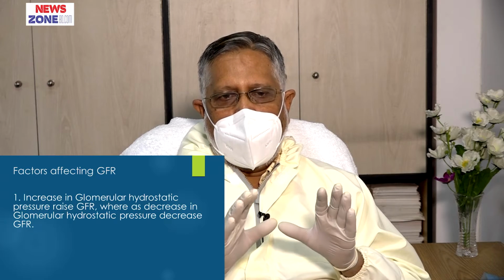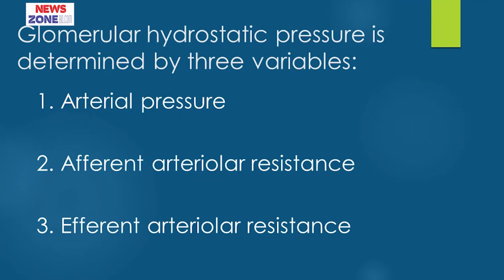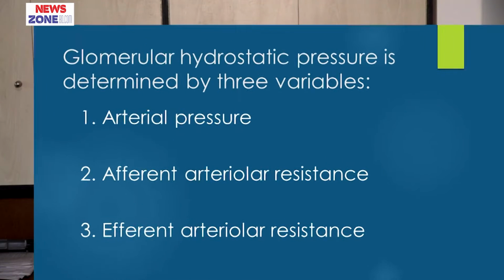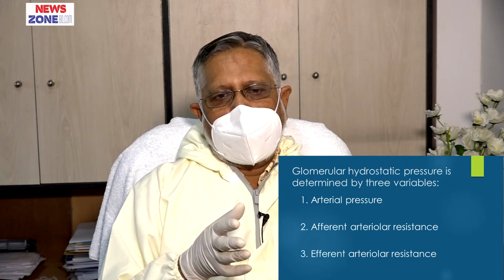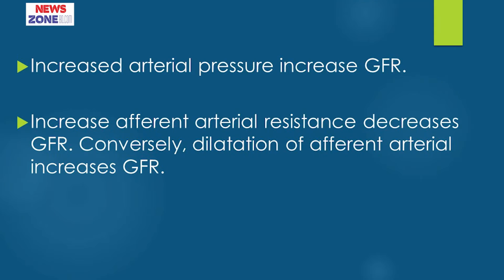Again, this glomerular hydrostatic pressure depends on arterial pressure, afferent arteriolar resistance and efferent arteriolar resistance. So you see, if arterial pressure increases, then the glomerular filtration rate will naturally increase, and if the afferent arteriolar resistance increases, then the GFR will decrease. When the arterial pressure increases, GFR increases, so it is directly proportional.